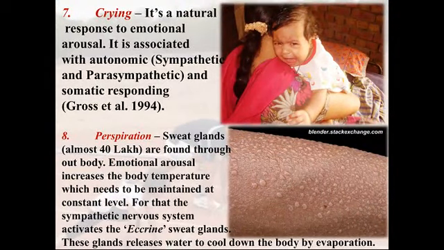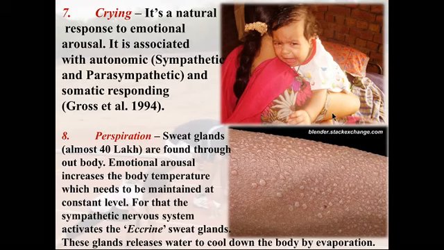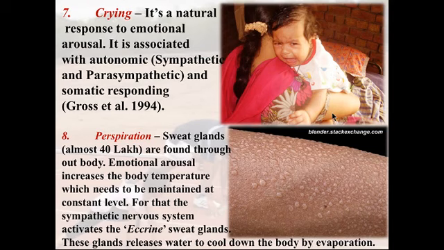And dear friends, the seventh bodily change, the external change that occurs, is crying. See, this is a baby crying on the shoulder of her mother. You can see this is a facial expression. With facial expression itself, we can understand the meaning of the emotion an individual is facing. So it's a natural response to emotional arousal. As you have seen in my previous video, it's associated with autonomic, that is sympathetic and parasympathetic, and somatic responses. So crying is an important facial or bodily expression to express emotional arousal.